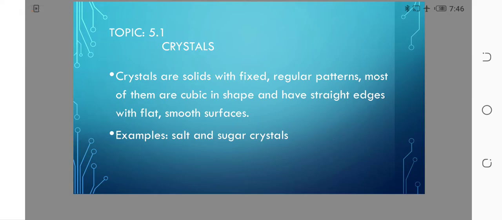The basic properties of crystals are, first, they are always solid with a fixed regular pattern. Most of them are cubic in shape and have straight edges with flat, smooth surfaces. If you want to see different types of crystals, they are present at your home. You can easily analyze salt and sugar crystals.